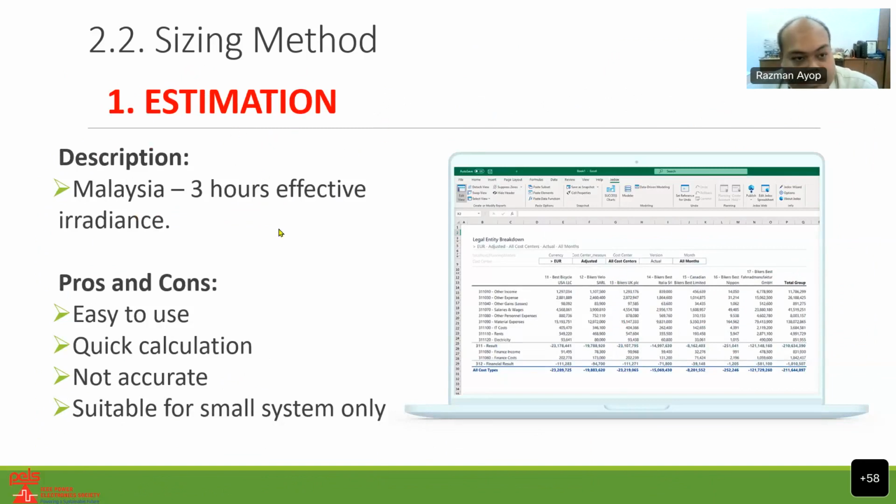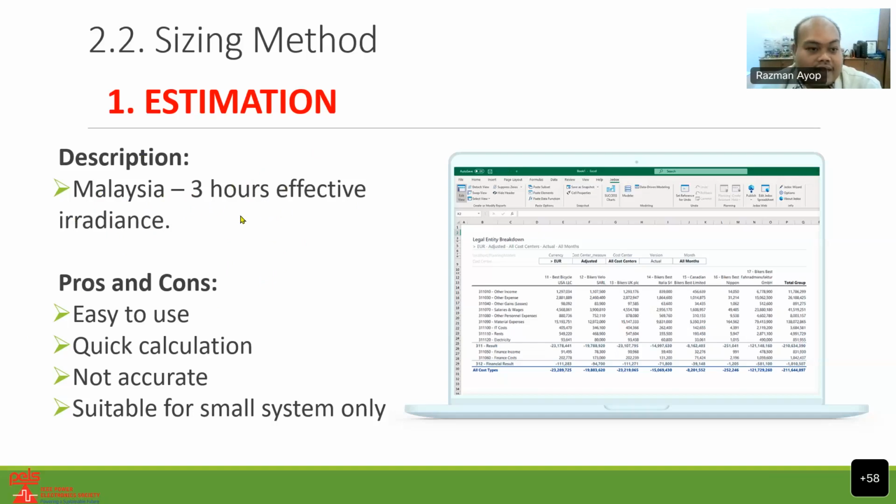So for estimation, you basically just use a simple calculation. Instead of a complex calculation, you only use a simple calculation. So you don't need the irradiance data. You just assume that in Malaysia, you have 3 hours of effective irradiance. It's actually not very accurate. Some locations have higher irradiance, some locations have lower irradiance. But for this estimation, we just set it to 3 hours.